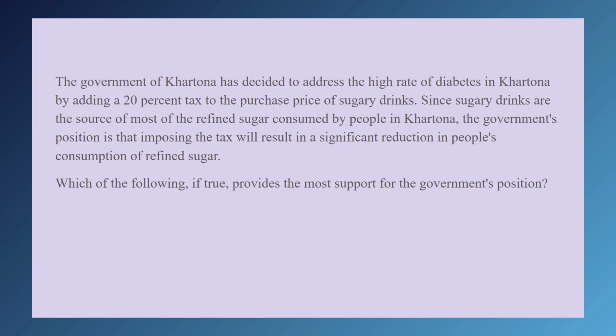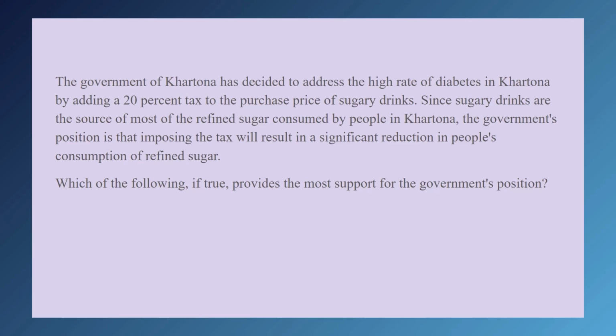The government of Kartona has decided to address the high rate of diabetes in Kartona by adding a 20% tax to the purchase price of sugary drinks. Since sugary drinks are the source of most of the refined sugar consumed by people in Kartona, the government's position is that imposing the tax will result in a significant reduction in people's consumption of refined sugar. Which of the following, if true, provides the most support for the government's position?